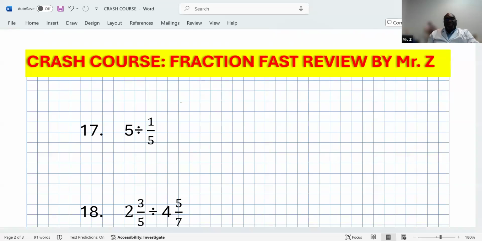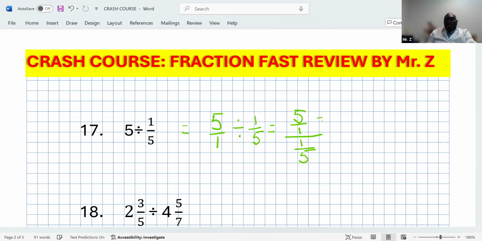Number 17, you have a case now of what? Over there, it was a fraction divided by a whole number. Here you have a whole number divided by a fraction. Same advice. Go ahead and put 1 over 5 and you divide that by 1/5. So it becomes a case of a fraction, 5/1 divided by 1/5.